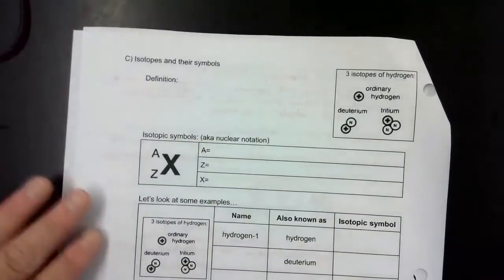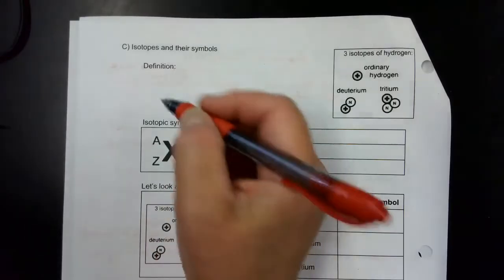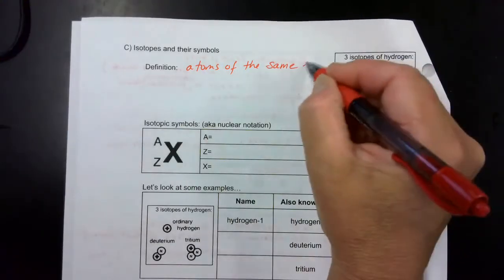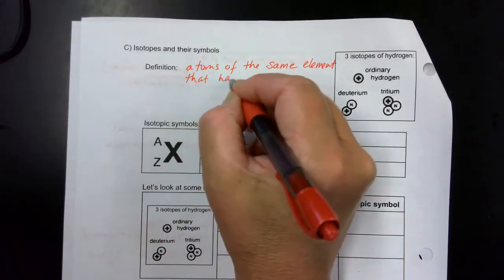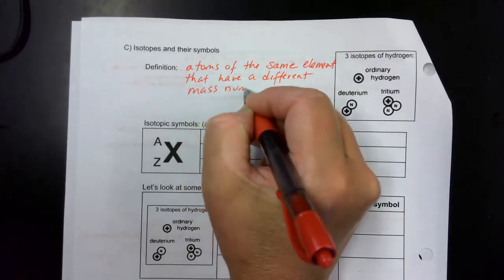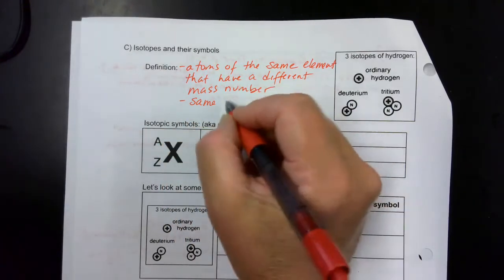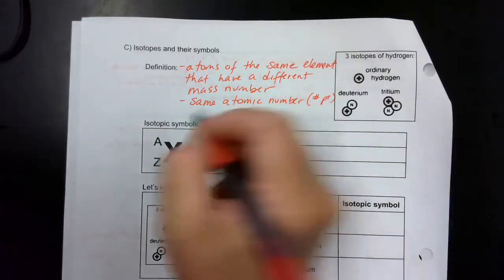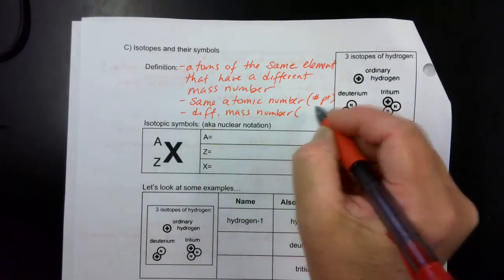Let's talk a little bit about isotopes and their symbols. The definition of isotopes is that they are atoms of the same element that have a different mass number. What this means is that the two atoms you are looking at would have the same atomic number, which is the number of protons, but they will have different mass numbers because they will have a different number of neutrons.